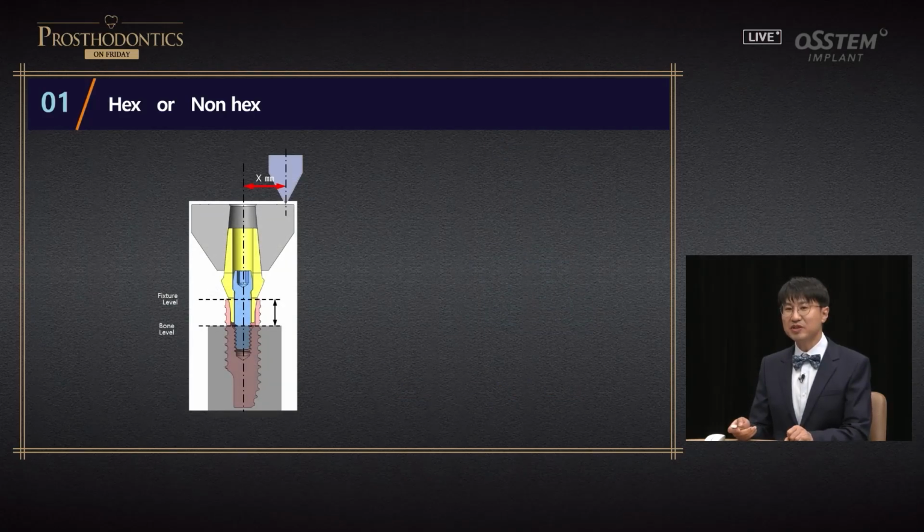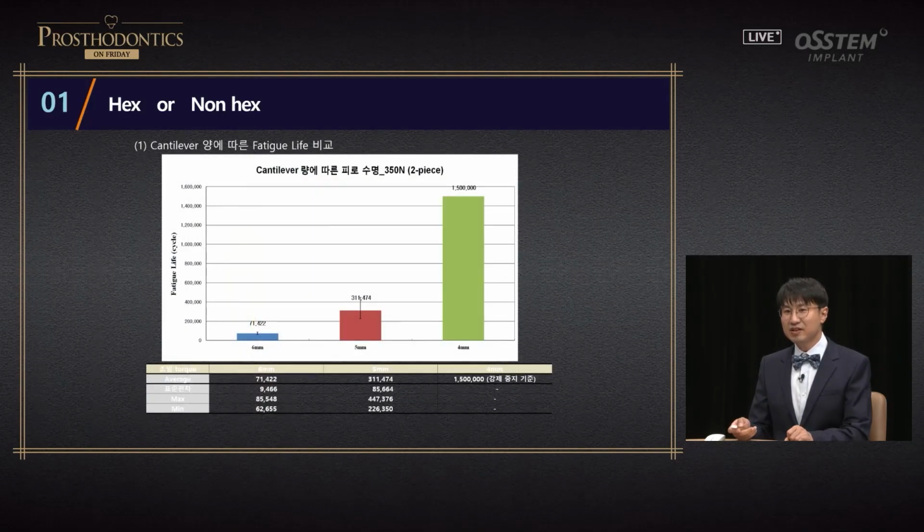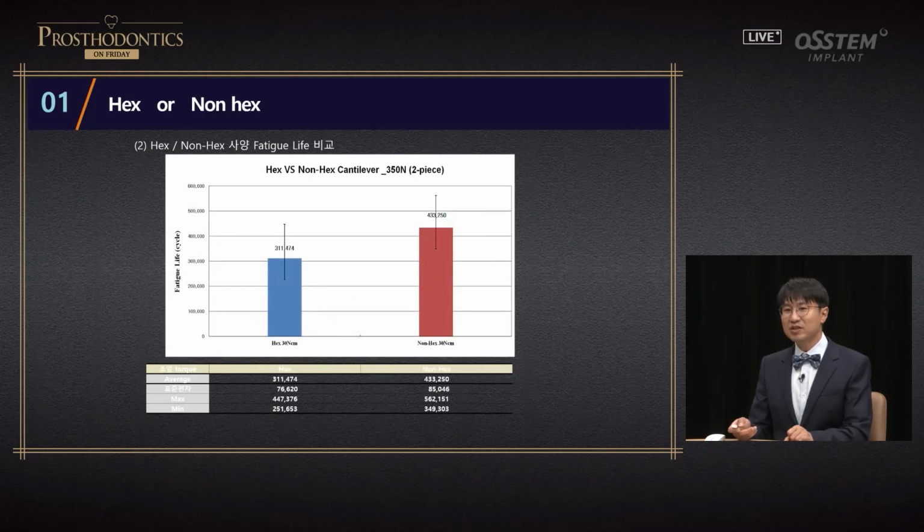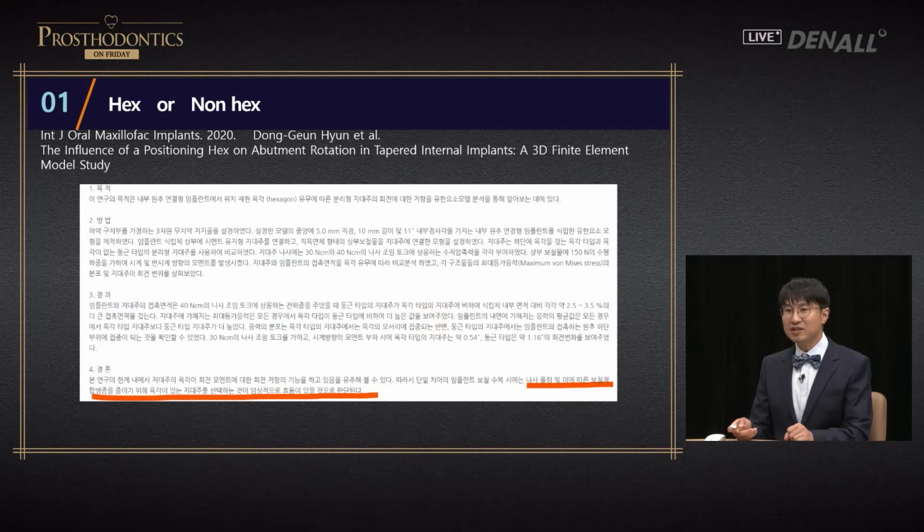This is research done by Austin Research Center. In the cantilever area, cyclic loading was applied, and there was a difference of 5 millimeters. The non-hex abutment showed better fatigue life. Because the non-hex abutment has a bigger contact surface, it may be more unfavorable in terms of positioning, but it does have these advantages.